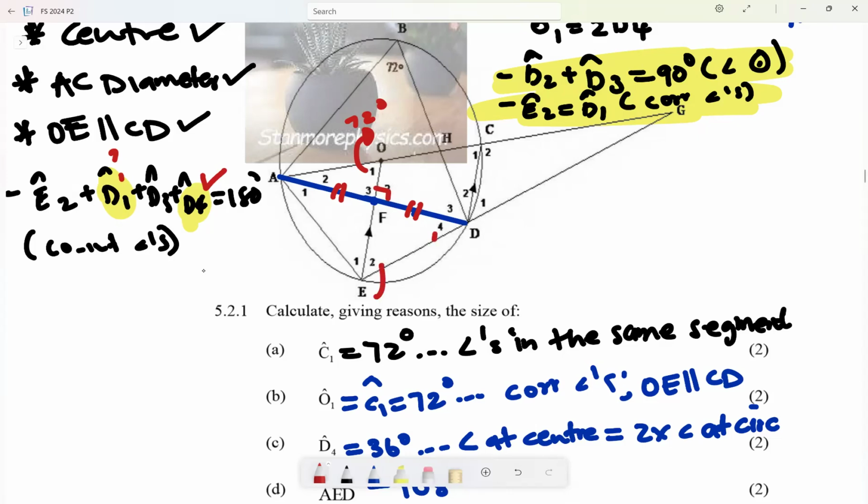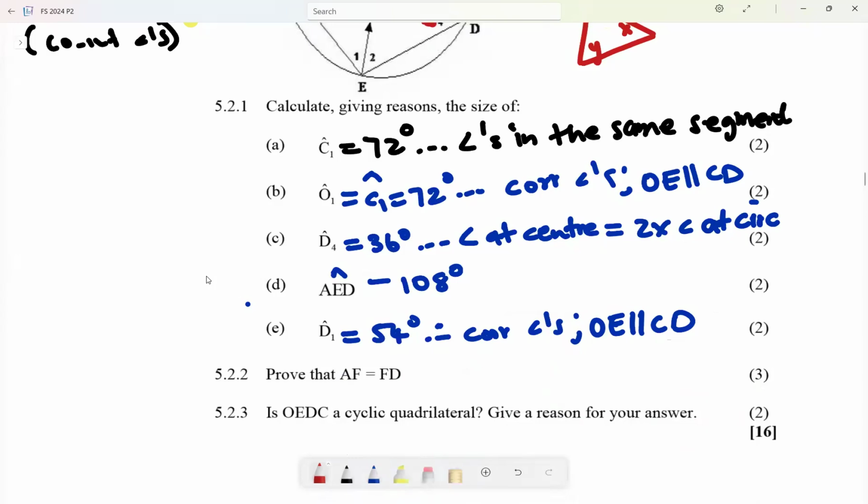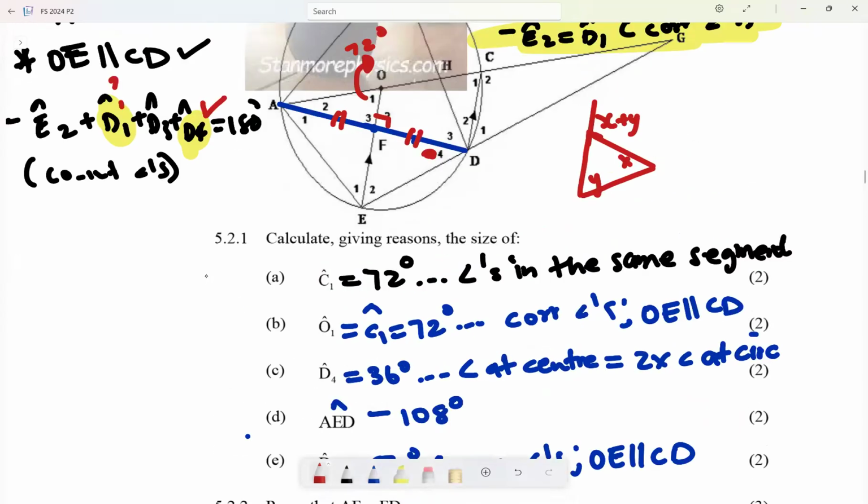Why? I have E2, I have D4. So I can use exterior angle. If I'm having something like this, can you see it is like that? Then it is extended like that. Okay, so I know this angle and this angle will be equal to twice that one. If this is x and this is y, this will be x plus y. Let me see if they give me 90 now. D4, how much is D4? D4 is 36. How much is E2? E2 is 54. 36 plus 54, 90. They give me 90.